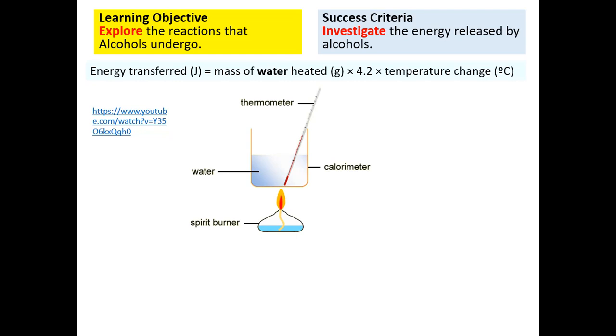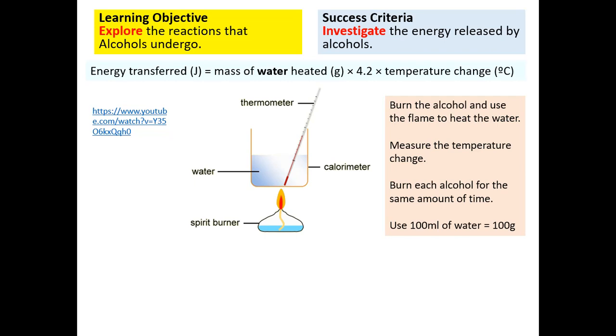And using that equation at the top, you're then able to work out the energy that has been released by that fuel. So we're going to burn the alcohol, use the flame to heat the water. We're going to measure the temperature change, meaning you need to measure it at the start, measure it at the end, and then work out the temperature change. Now, to make this more comparable, you're going to burn each alcohol for the same amount of time.